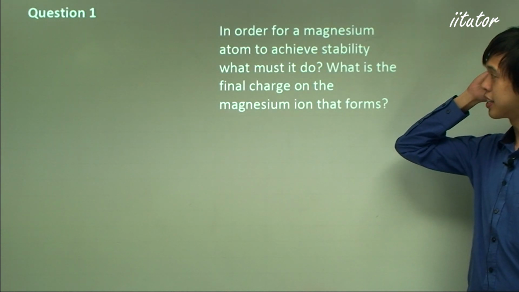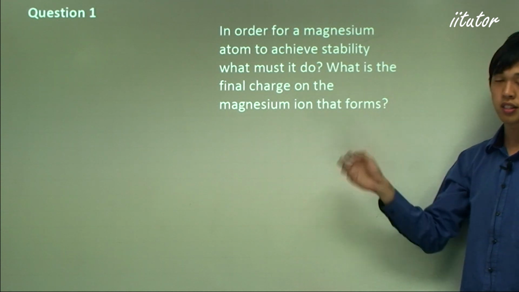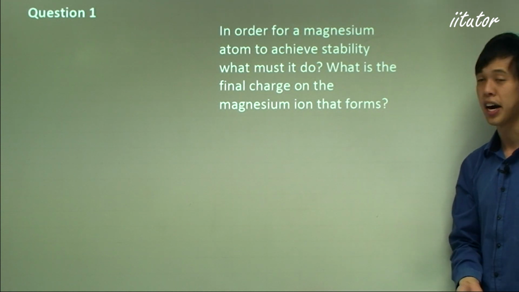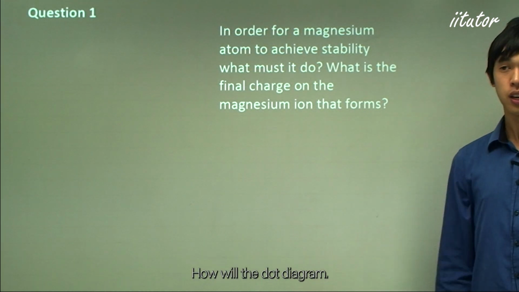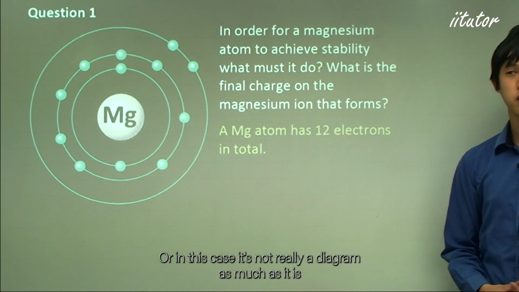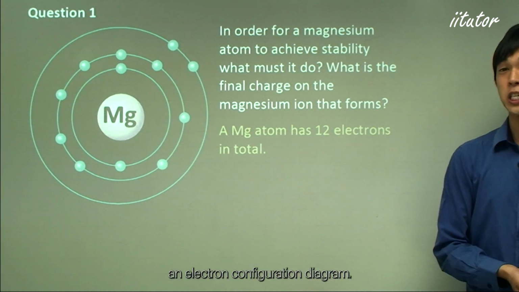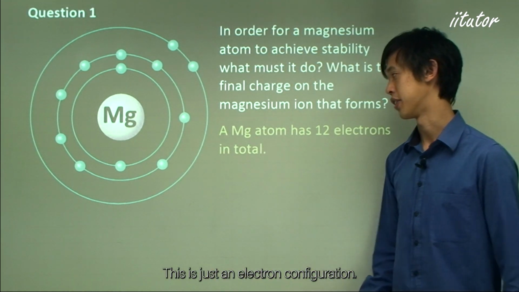In order for a magnesium atom to achieve stability, what must it do? And what is the final charge on the magnesium ion that forms? So in order to do this question, we need the dot structure, or the dot diagram. Or in this case, it's not really a dot diagram as much as it is an electron configuration diagram. So this is not a Lewis dot diagram, this is just an electron configuration.